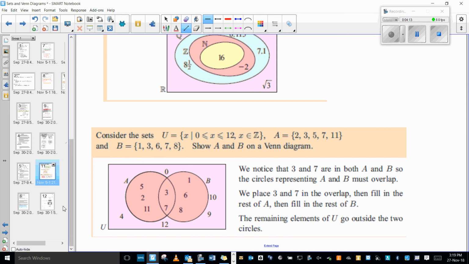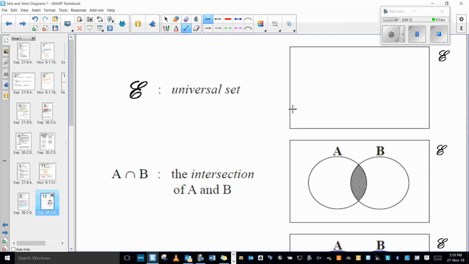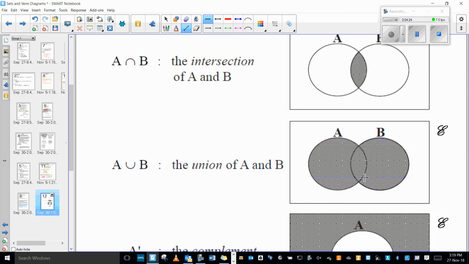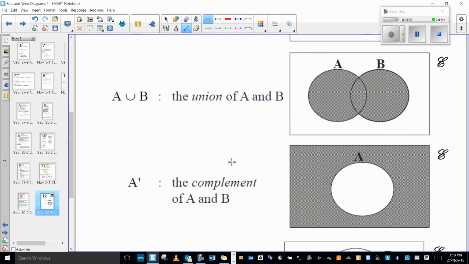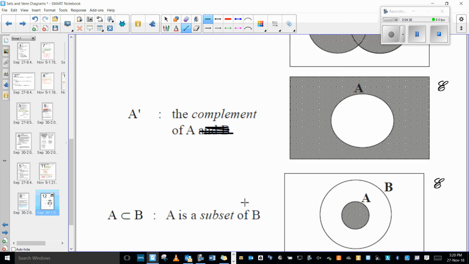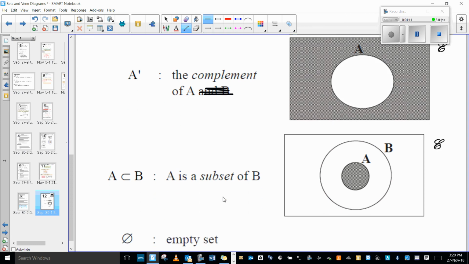So as I said, this fancy E is a universal set. Here we've got the intersection of A and B. Union. Complement of, this was just the complement of A. I don't know why it says and B. Cross that out, please. Because there's no B there. And A is a subset of B, so that's A, they've shown is inside B. And empty set.